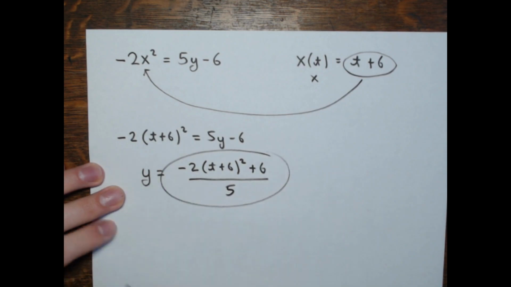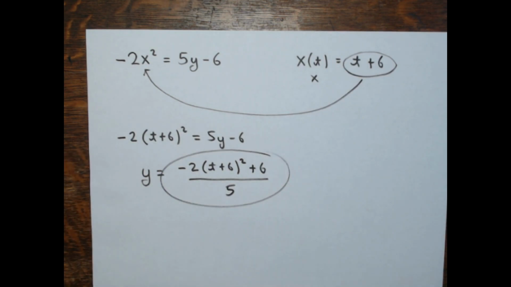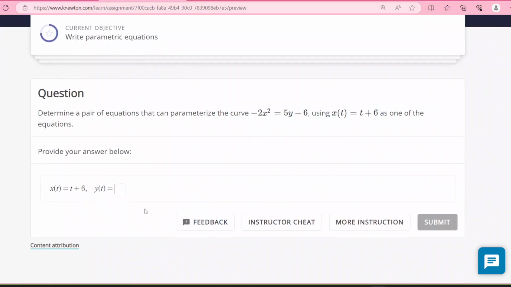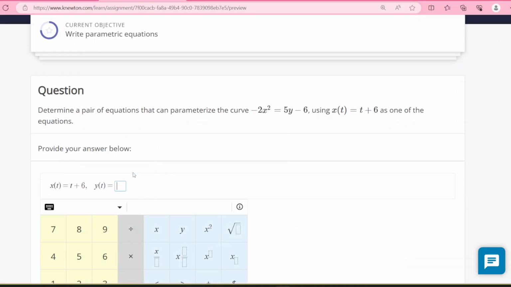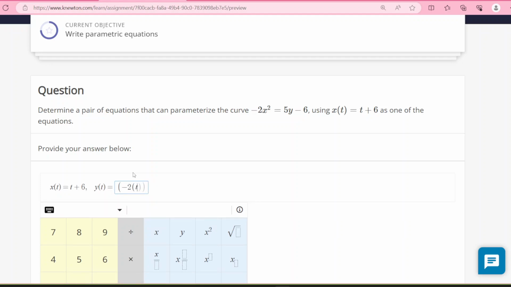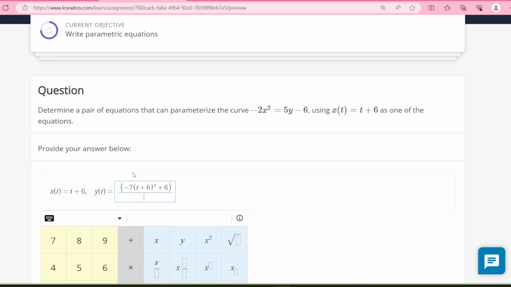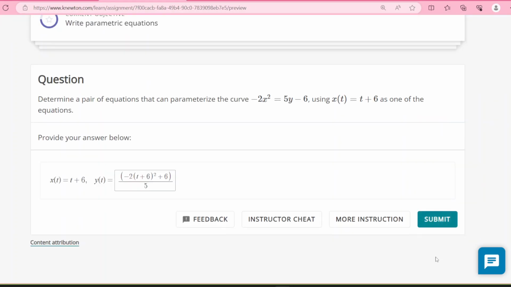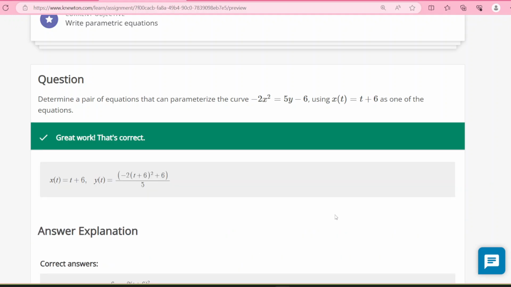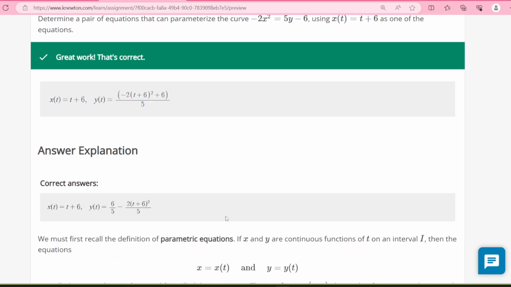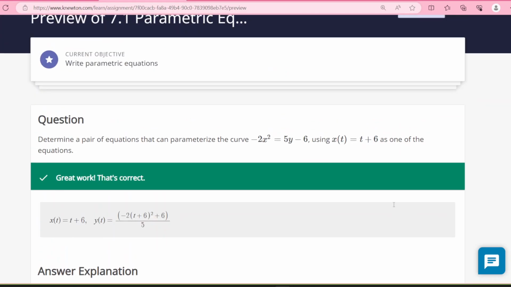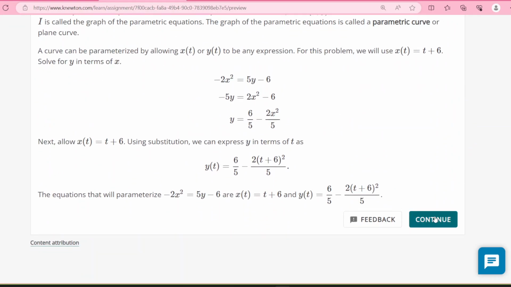And seriously, I'm just going to enter this. They should give it to me. It's equivalent to what they want. So in the numerator here, -2 times the quantity t plus 6 squared plus 6, and then all of that in the numerator divided by 5. That should be good. Great. Yeah, they actually wrote it a different way, but it's equivalent. And it looks like that's the last of them.